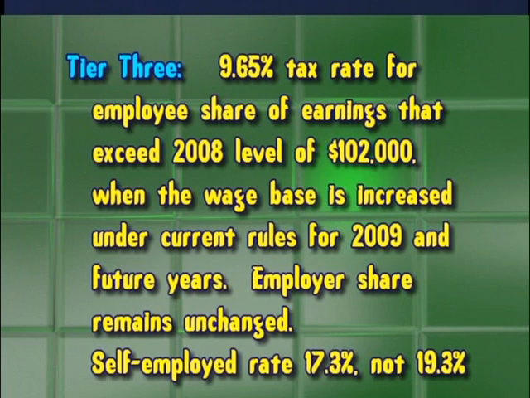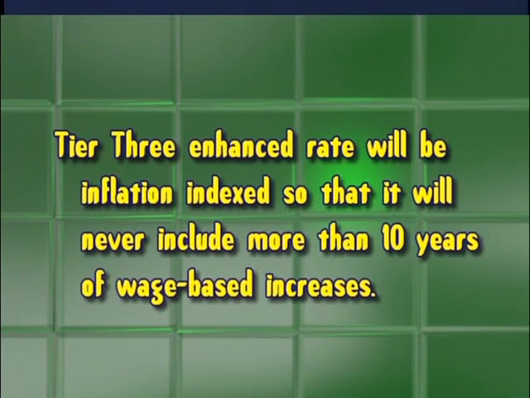Comparably, the self-employed who are earning over $102,000 would pay an increase of 2%, or 17.3%, not 19.3%, on the portion of those earnings which exceed the 2008 wage base of $102,000. Tier 3 would be inflation indexed so that no more than 10 years of wage-based cap increases would ever be taxed at the higher rate. Thus, in the 11th year of implementation, the range of the first year of the tax rate increase would be rolled back to the 7.65%, 15.3% rate.